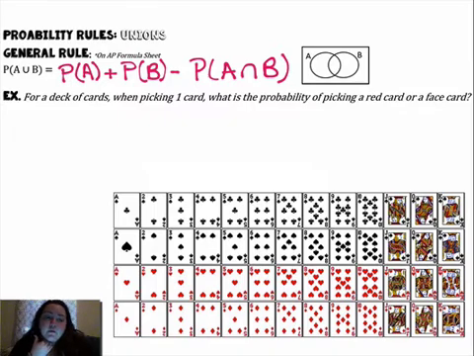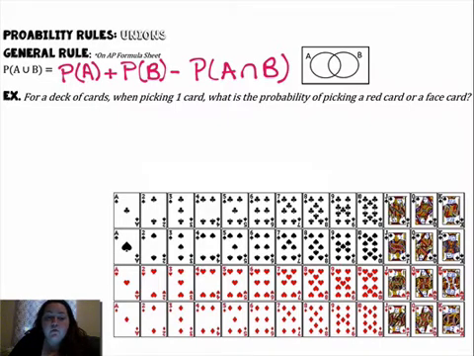Alright, for a deck of cards, when picking one card, what is the probability of picking a red card or a face card? So it's going to be a little bit important that you know some things about a standard deck of cards. So there's two colors, black and red. There's face cards: king, queen, jack. Starts at ace and goes through 10.